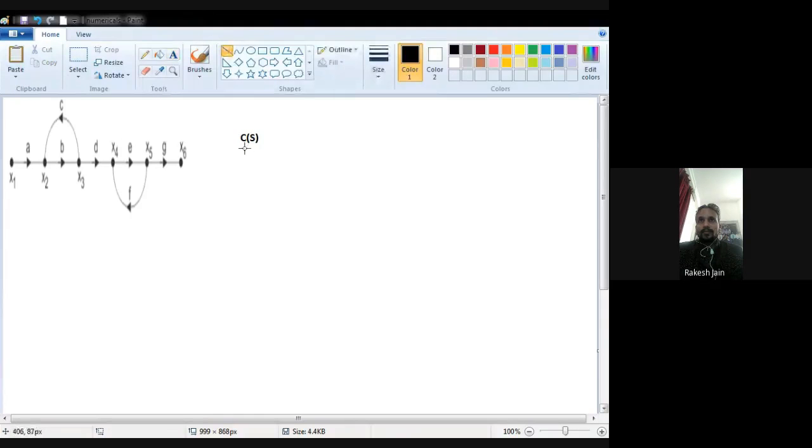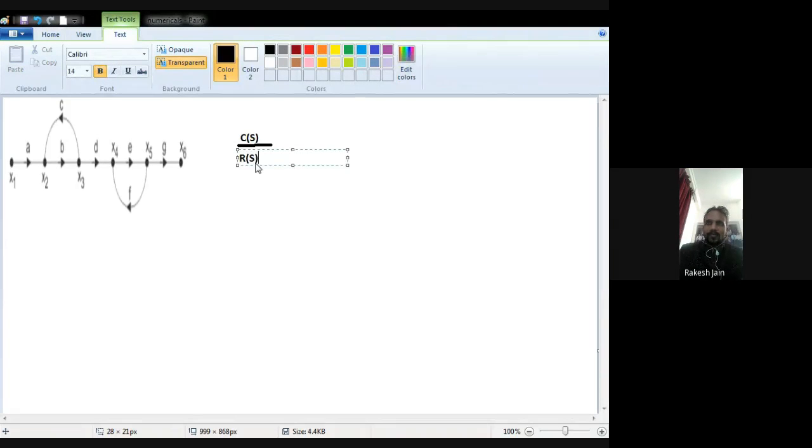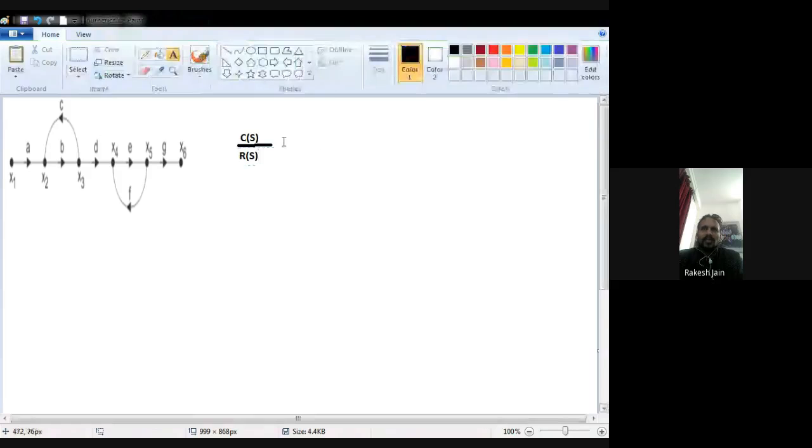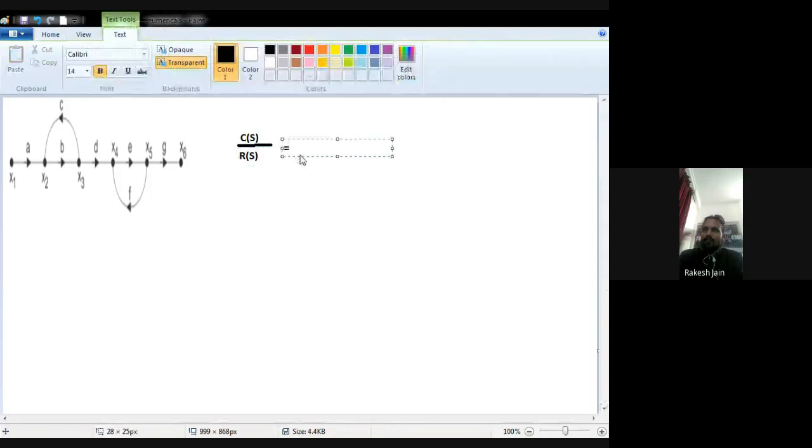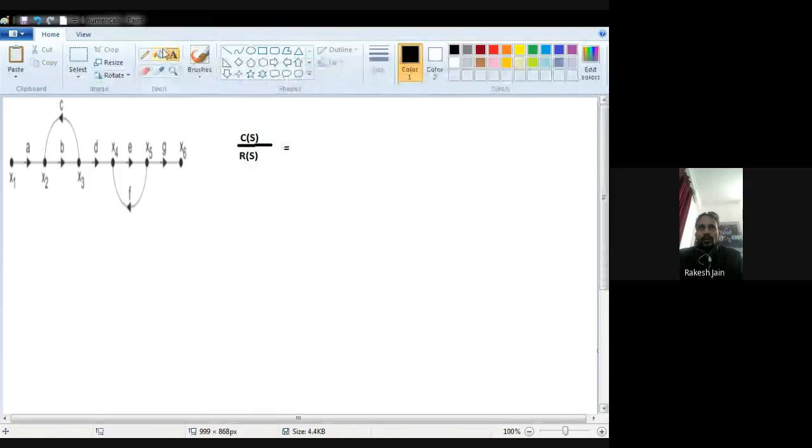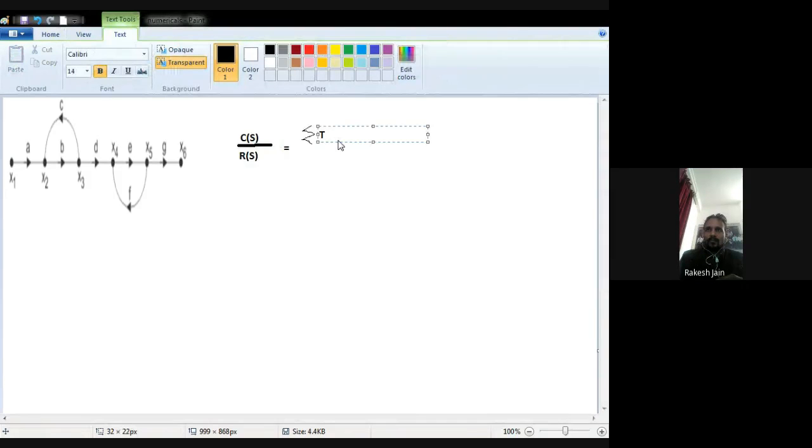C(s) in caps I will write down, upon R(s). Kindly don't get confused by the words C(s) and R(s), because the output side in this numerical is represented by x6 and the input side is represented by x1. So you can also write x6 by x1, no problem. Otherwise the standard transfer function, C(s) upon R(s), is equal to the sum of Tk del k upon del.